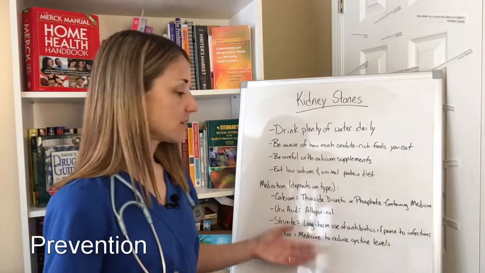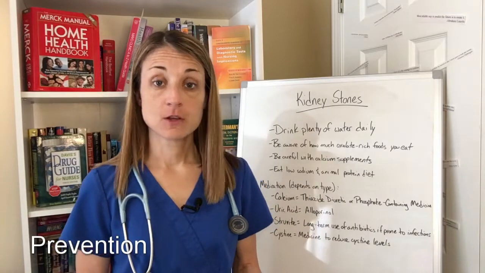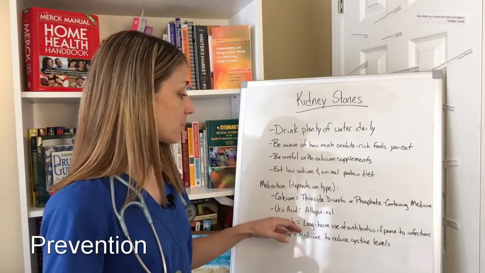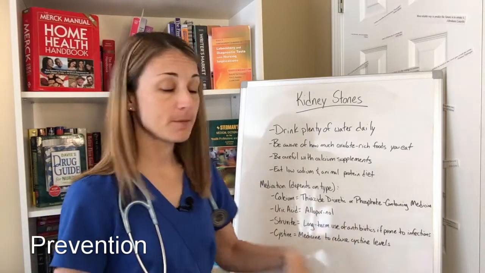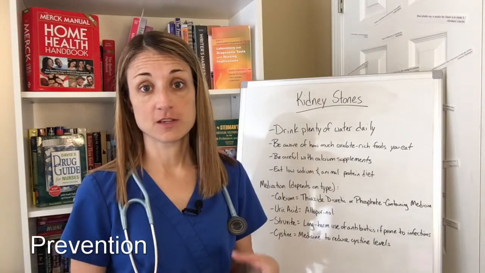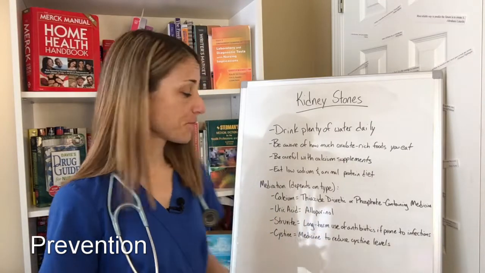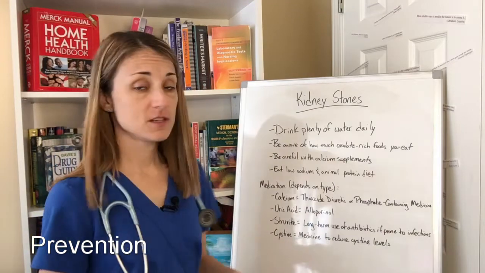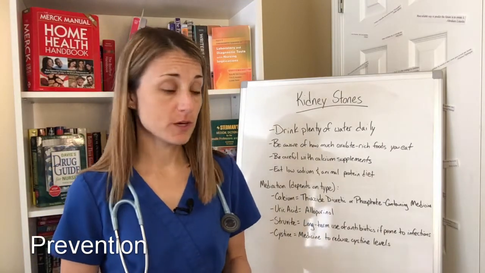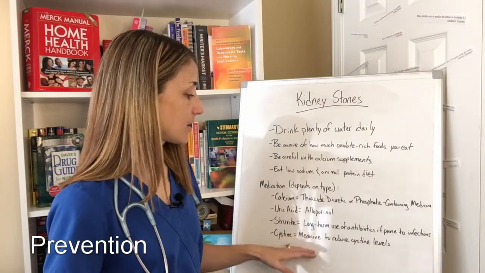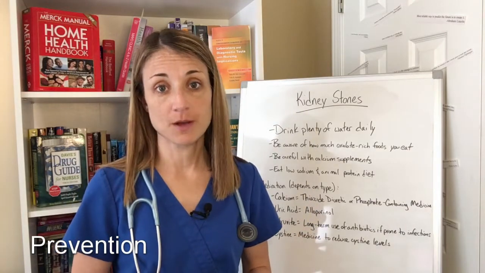Struvite stones, the key here is preventing any type of infection. So if you're prone to infections, your doctor might prescribe long-term use of antibiotics just to help prevent any chances of having a struvite stone. For cystine, since these are hereditary, they're a little bit harder to treat. So you might need to take medicine to help reduce the cystine levels in your body.